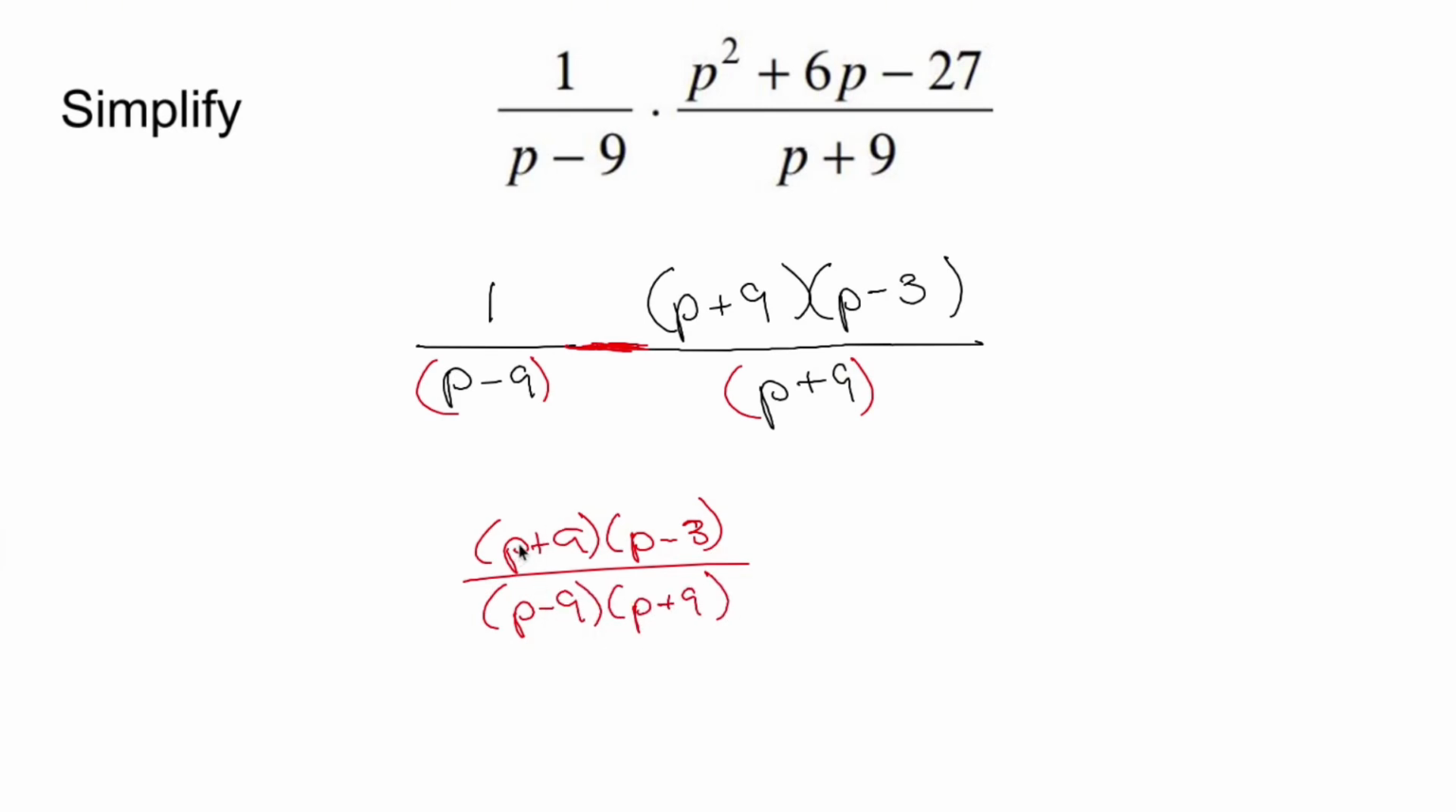Since all we're doing is multiplying this times that over this times that, anything that's in the numerator that's the exact same as the denominator crosses out. That leaves us with p minus 3 over p minus 9. Now, if you're looking at the equation, p minus 3 over p minus 9, and you're thinking, let's cross out the p's, you can't.